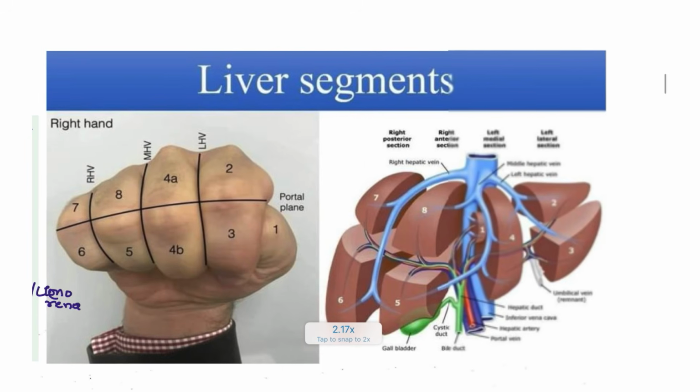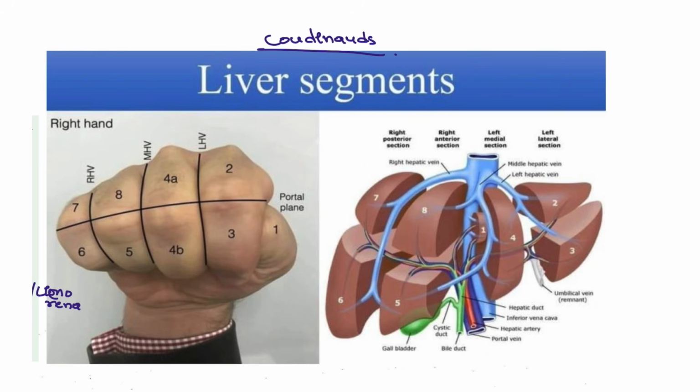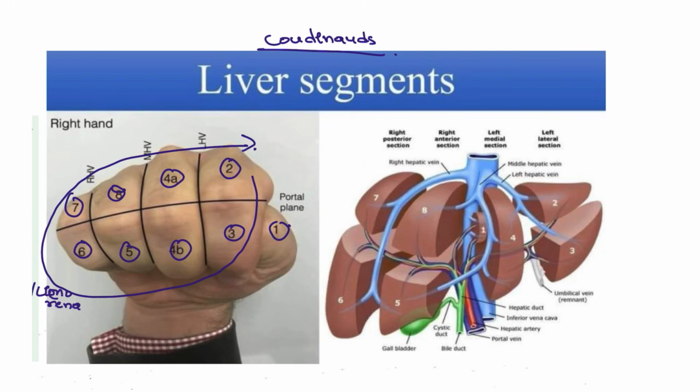Next, Couinaud segments. This is the Couinaud classification for the liver segments. So just apply the fist. You can remember this is the first segment, and here the second, third, 4A, 4B, 5, 6, 7, 8. If you observe, this is in the clockwise direction, right? This is in the clockwise direction.